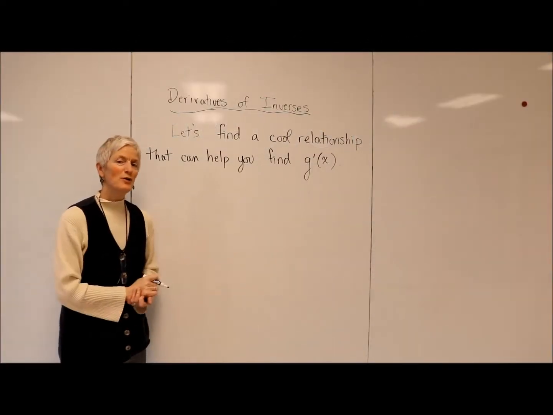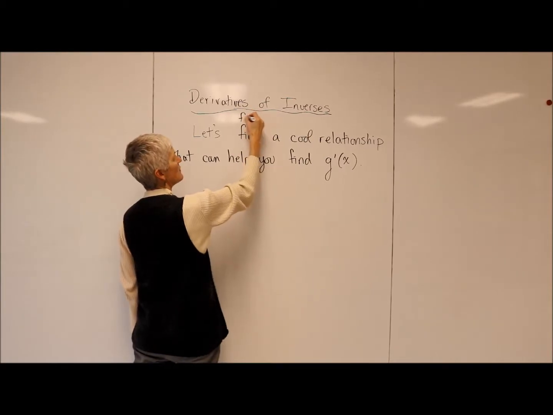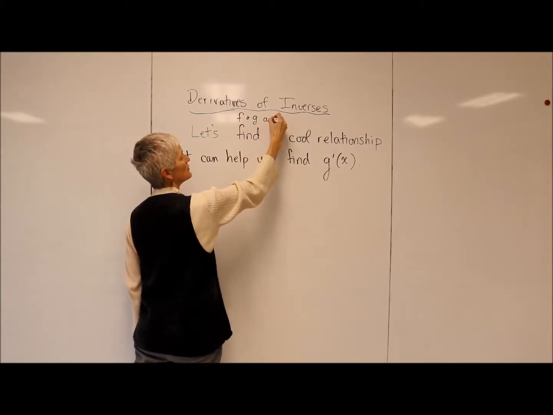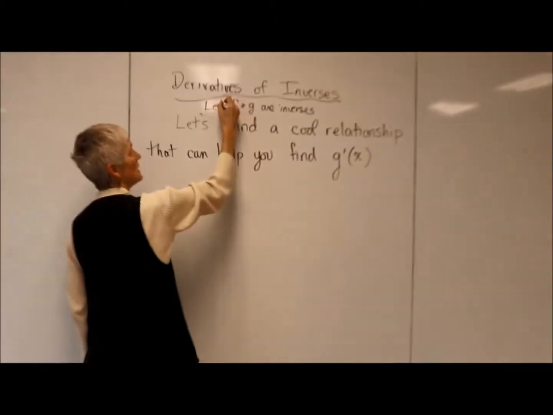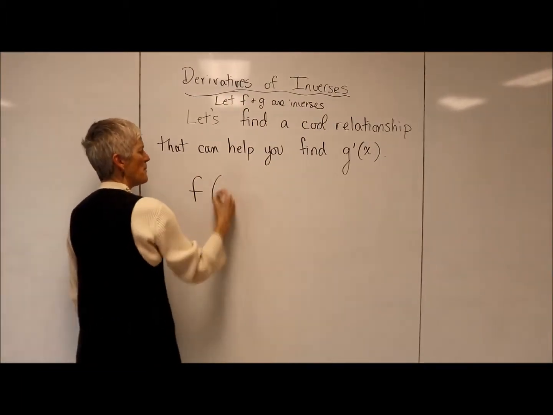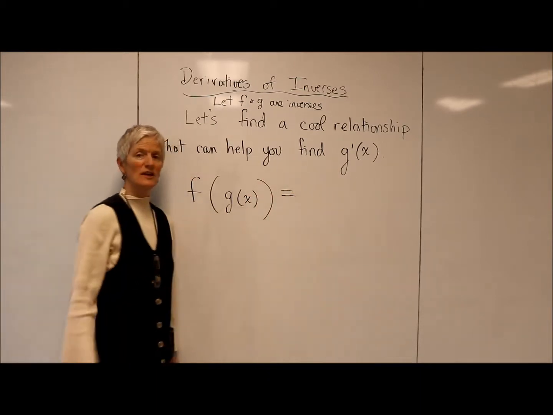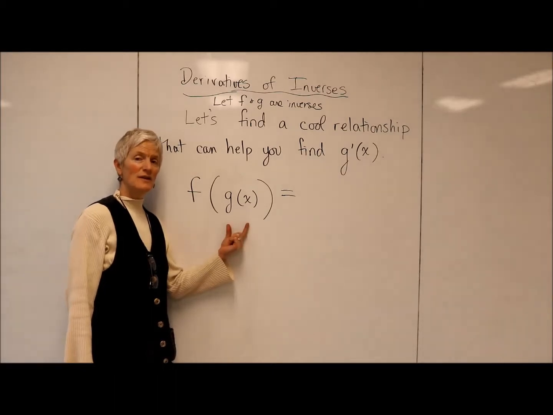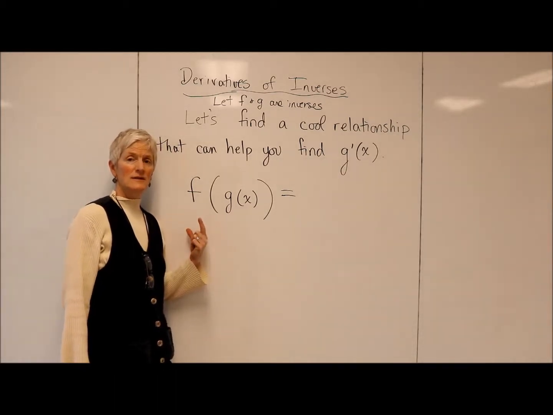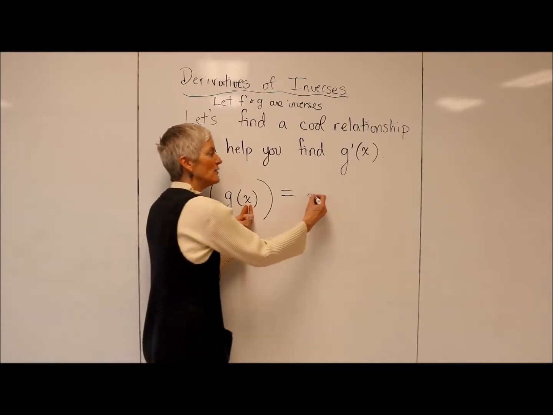Let's remember something cool about inverses. And that is, again, assuming that f and g are inverses. Let f and g be inverses. Then if I put one function inside of another function, if I do a composition of an inverse and its function, whatever you put in, you'll get out.